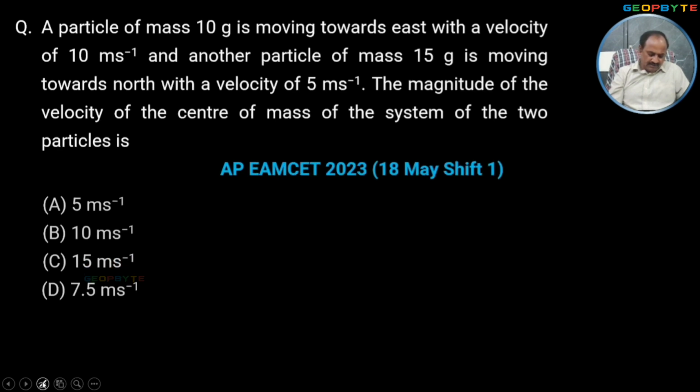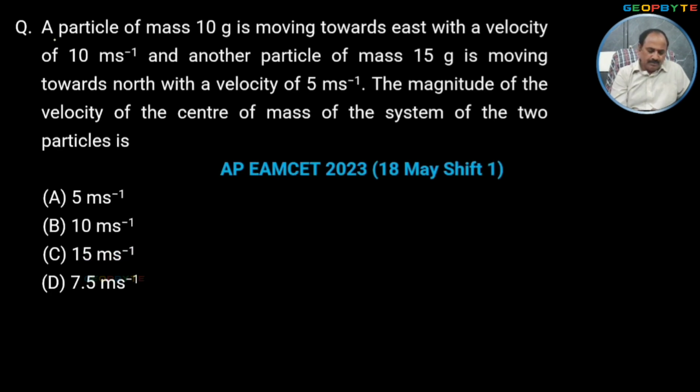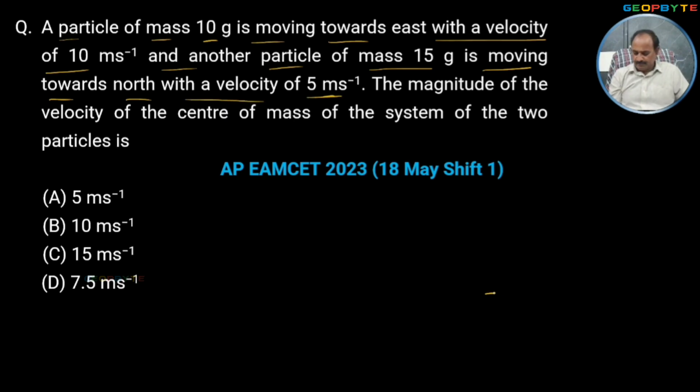Okay? Look at the screen. It is asking like this. A particle of mass 10 grams is moving towards east with a velocity of 10 meter per second. And another particle of mass 15 grams is moving towards north with a velocity of 5 meter per second. It is like this.